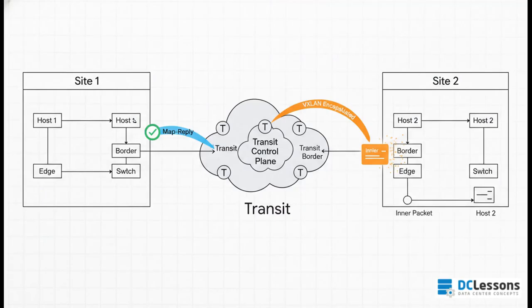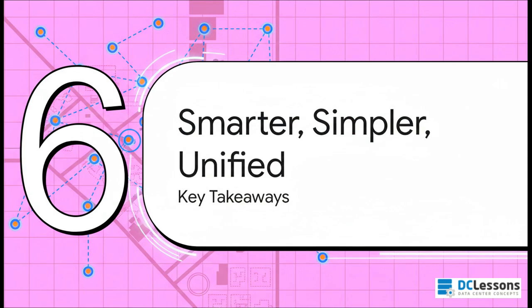And that's the final piece of the puzzle. The transit control plane knows that host 2 lives in Site 2, so it replies with the address of Site 2's border node. The border node in Site 1 now knows exactly where to send the packet. It forwards that fully encapsulated VXLAN packet across the transit network, and when it arrives at Site 2, it gets delivered to host 2 with all of its original security policies perfectly intact. The journey is complete.